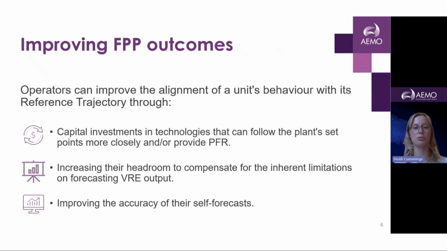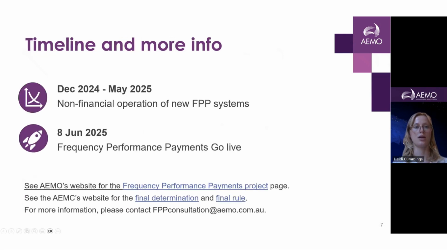A final method to improve the outcomes of FPP is by improving the accuracy of self-forecasts. The expected output provided to AEMO by participants who self-forecast directly impacts their reference trajectory, assuming there are no limitations in the network. The more accurate these forecasts are to their actual output, the smaller the deviations.